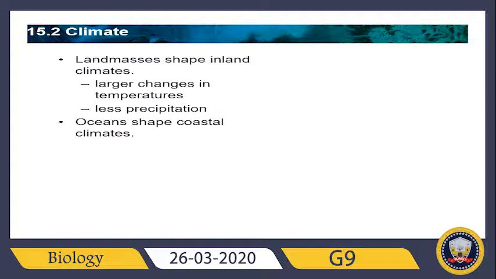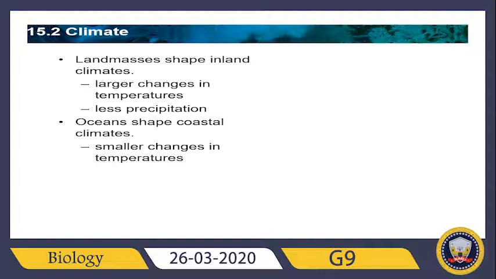Ocean shape, coastal climates. I will explain this. So the smaller changes in temperature, how does this happen? The oceans shape the coastal climate, like the coastal climate in countries that have coasts on the Atlantic Ocean is different from the Indian Ocean because of the currents. Okay, the temperatures change.